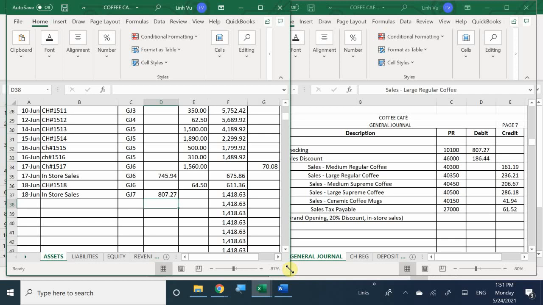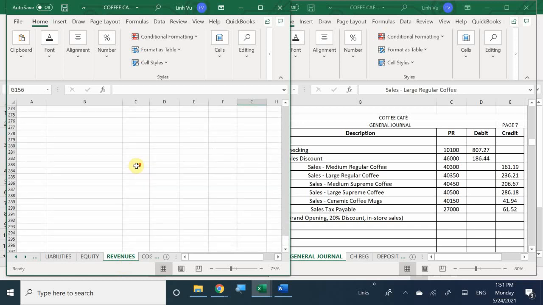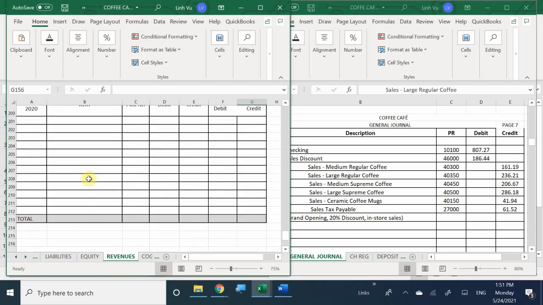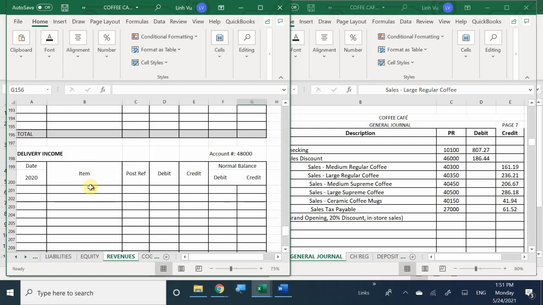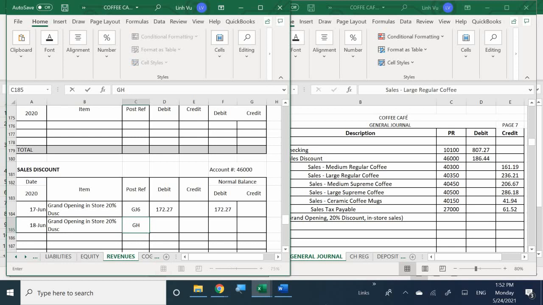Then you want to go to sales discounts. So revenues. Yeah, I believe it's down towards the bottom. Grand opening 20% store discount, GJ7, and a debit for 186.44.